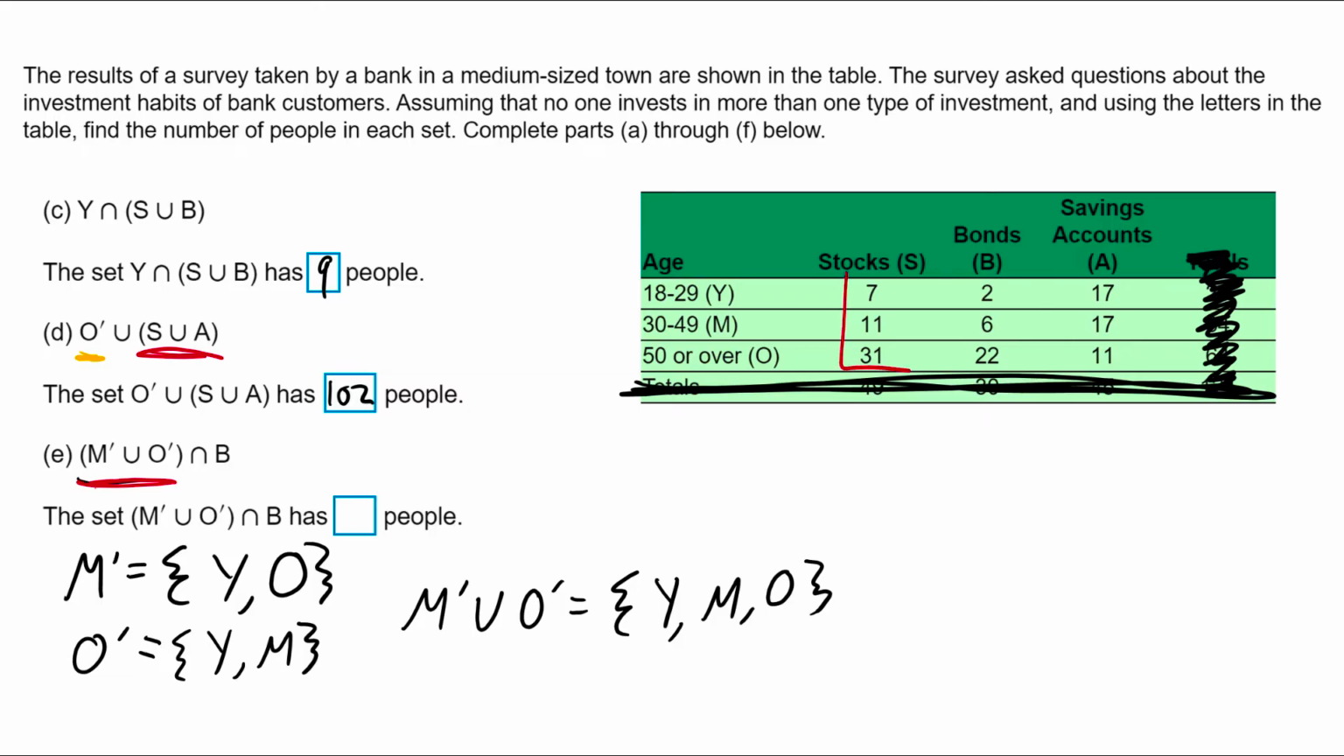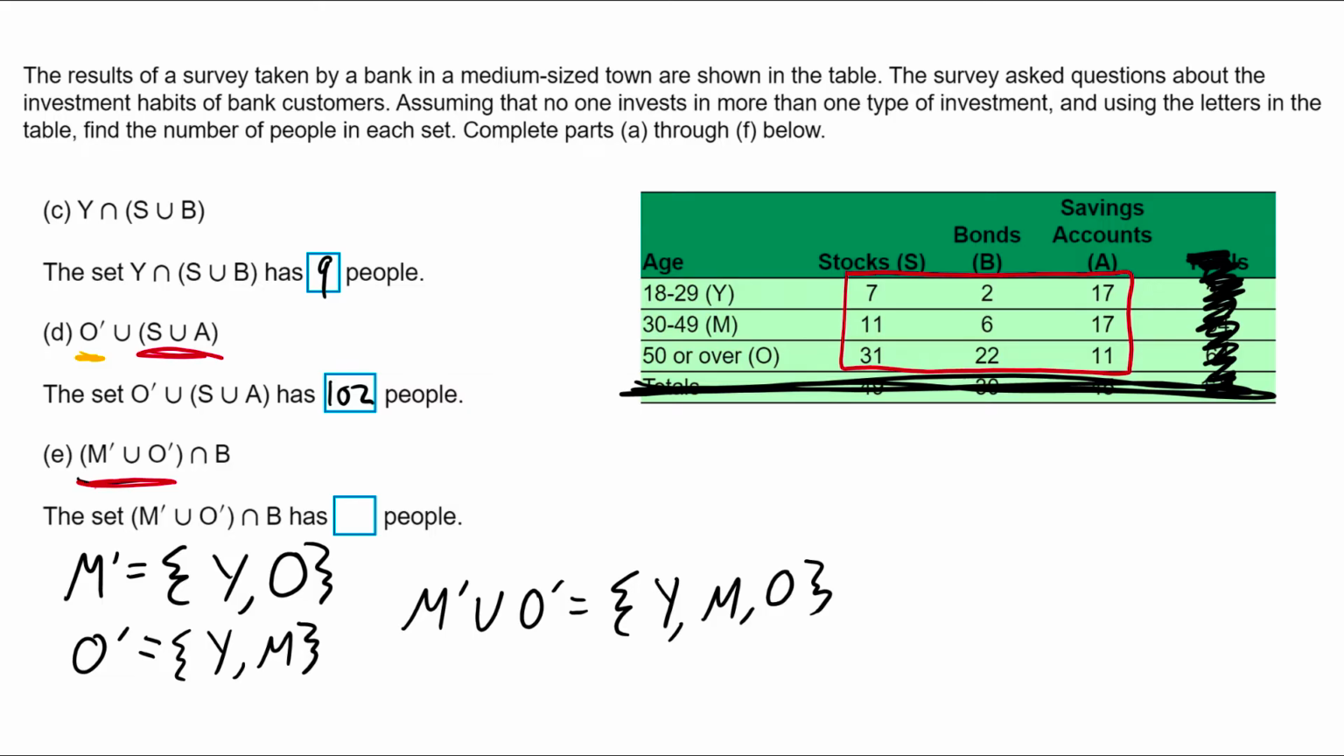Y, M, and O. And what we see is that's everything, because every one of those age categories is either not an M or not an O. Y is in neither of them. M is not an O. O is not an M. So all of them are either not an M or not an O.